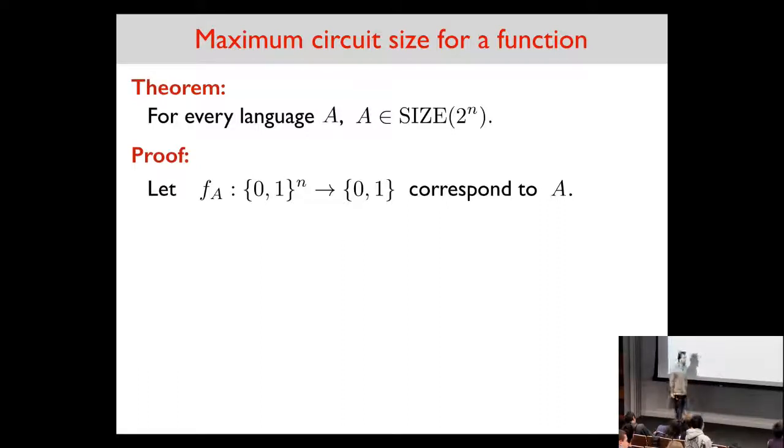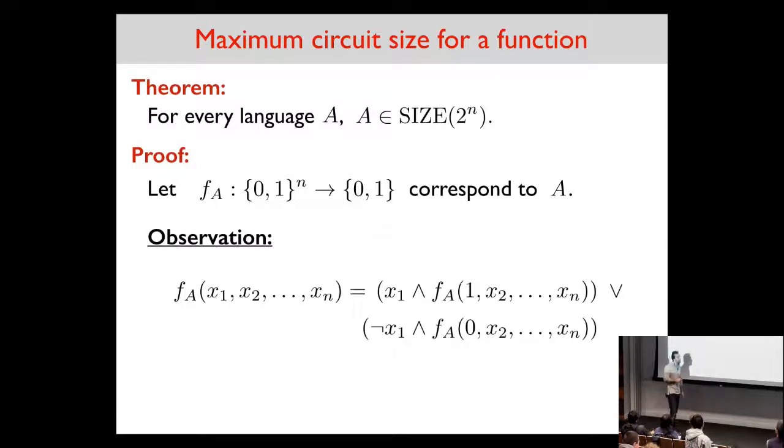So let's say that f sub A, from {0,1}^n to {0,1}, corresponds to the language A. So we're going to have such a function for each n, of course. And we'll assume implicitly that A is the language that requires the most number of gates, the language that has the largest circuit complexity.